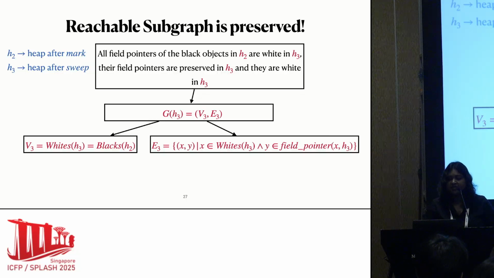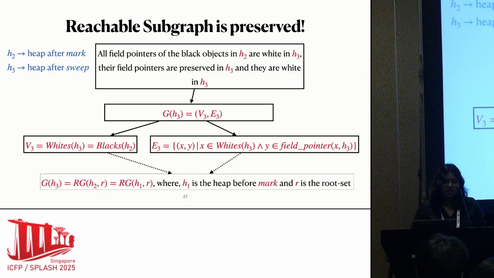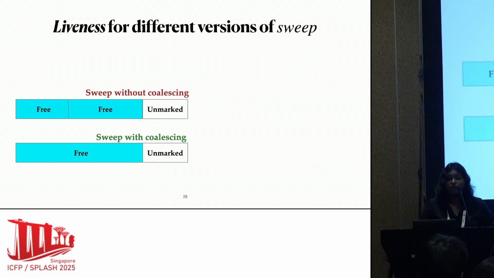And we also say that the field pointers are not manipulated, so that means it's not corrupted. And from this, we can say that G of H3 is indeed equal to Rg of H2R, which is equal to Rg of H1 of R. So that means the reachable subgraph residing in the initial heap, that is the heap before mark, is preserved after sweep. And that offers safety.